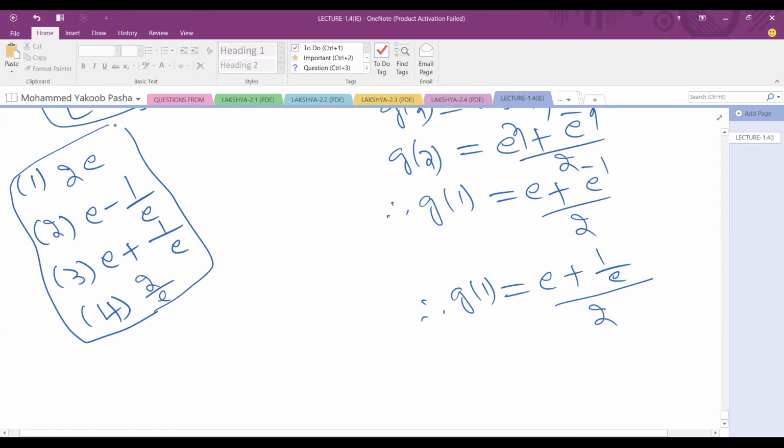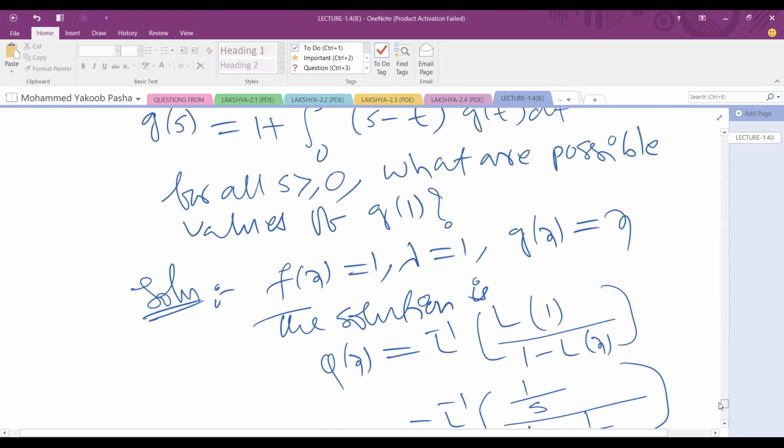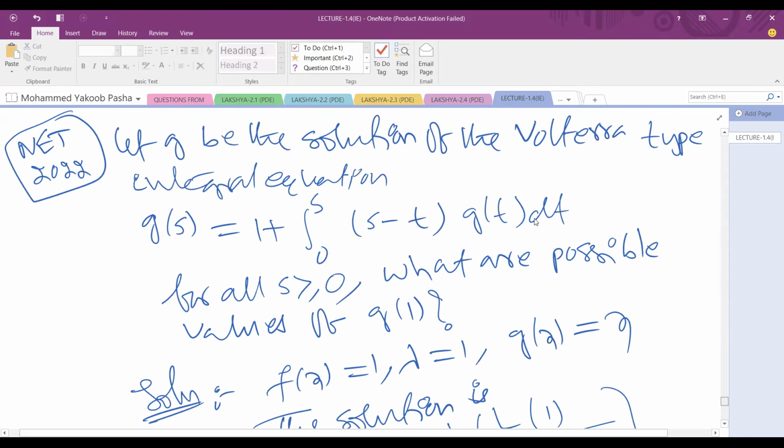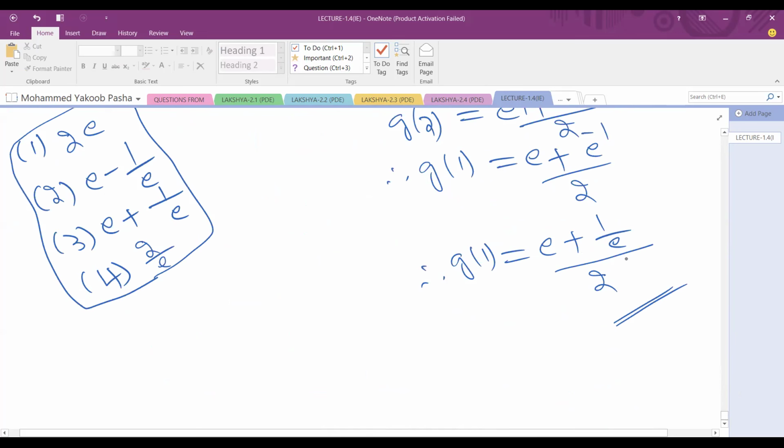కానీ మనకు క్వశ్చన్లో మనకు ఇంటి ఇచ్చాడు చూడండి. వాట్ ఇస్ ద క్వశ్చన్? What are the possible values అన్నాడు. పాసిబుల్ వాల్యూస్. E plus 1 by e by 2. Okay, so third option is the right option.